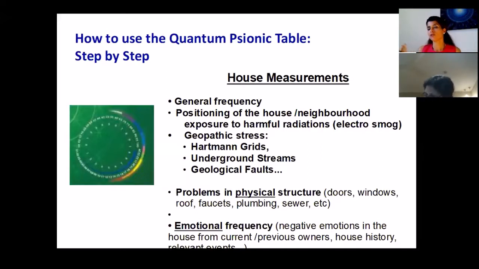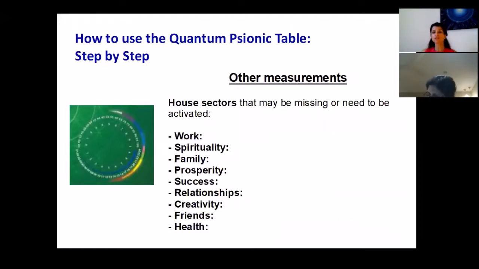And then, you can go into more detail if you like. So other measurements that we can also work on. So we can work on the house sectors, like we mentioned last time. So, each area of the house also corresponds to a sector of your life. So there is the area of work, spirituality, the family, prosperity, success, relationships, creativity, friends, and health. So, you can always check what are the percentages, if there are any areas that are missing.